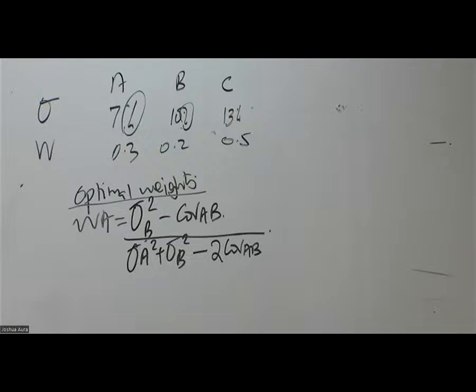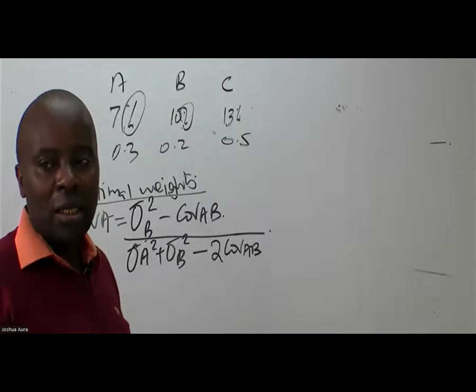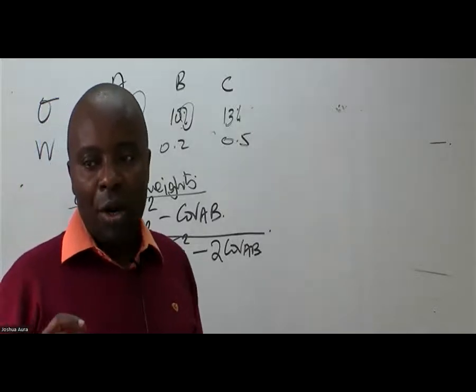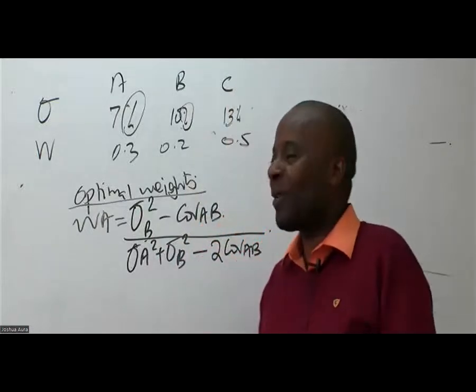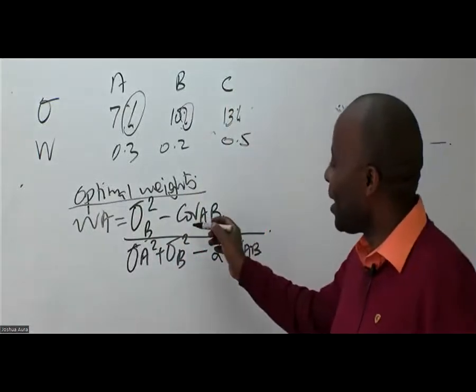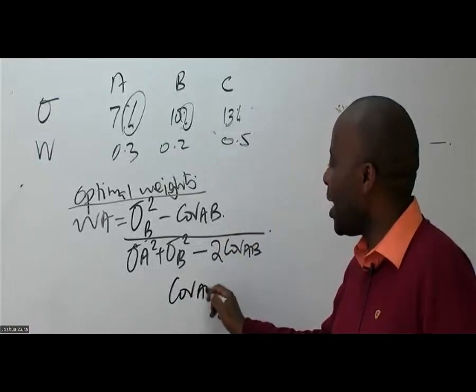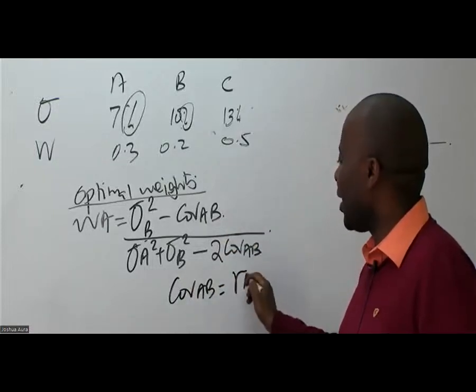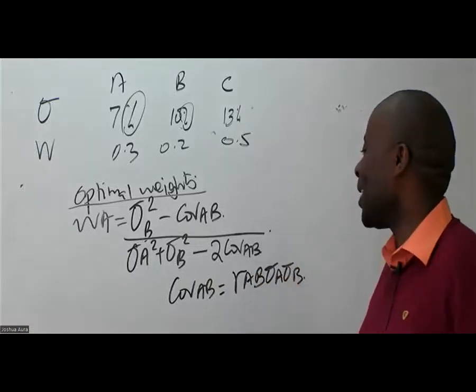Now, two things. This examiner has not given me covariance. What he has done is give me correlation. So when he gives me correlation, I'm a bright chap. I know that to get the covariance between the two, I will take the correlation and multiply by the standard deviations.